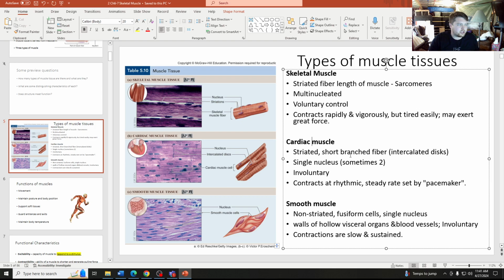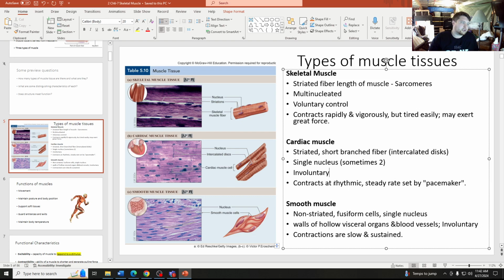It's a little bit different. They have short branched fibers, and a lot of times they look like Ys. When you zoom in a little bit, like here, you have a Y branch going right there. They typically have 1 up to 2 nuclei per cardiac muscle cell, most of the time 1 nucleus. Like here, this one has 1, this one might have 2, this one here has 2, this has 1, this has 1. And these are involuntary. We don't have to think about our heart beating, it just does it by itself.